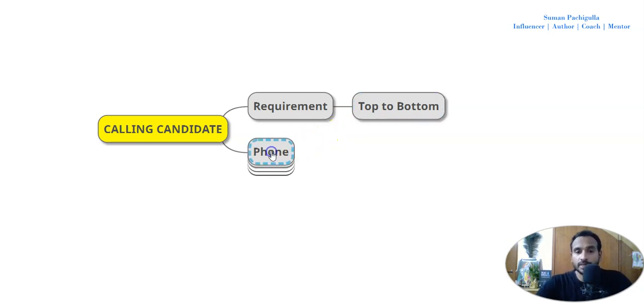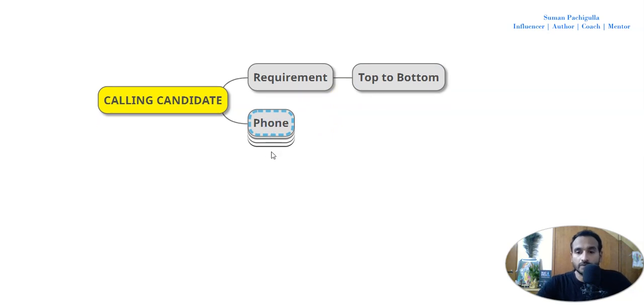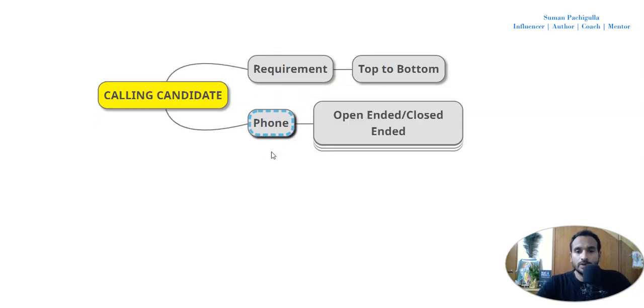Now here is something important to understand when it comes to calling. There are two types of questioning you should be using: one is open-ended, another is closed-ended. If you are a recruiter, you need to own the call. Most of the time you see the candidate owning the call. How would you know who is owning the call? Here is the parameter: whoever asks questions over the phone controls the call. You need to remember that.